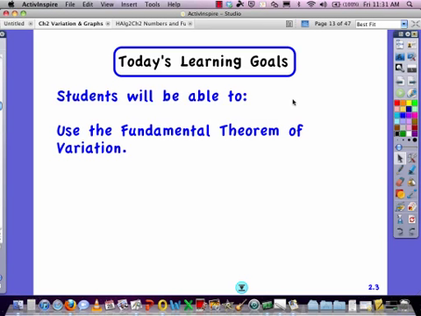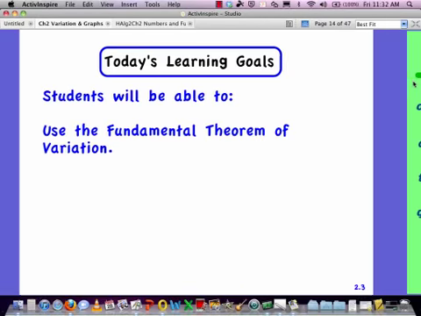Okay, our new section 2.3 is called the Fundamental Theorem of Variation. And you obviously have to learn it or learn its shortcuts in order to be able to use it. So that's our goal today. It'll be a little different. I'll be asking you to write some things in your notebook, come to class ready to use those, and share.